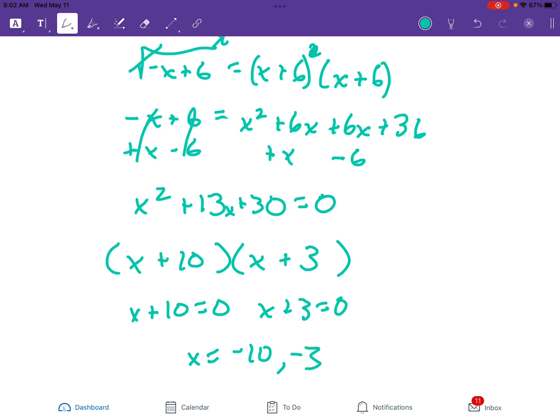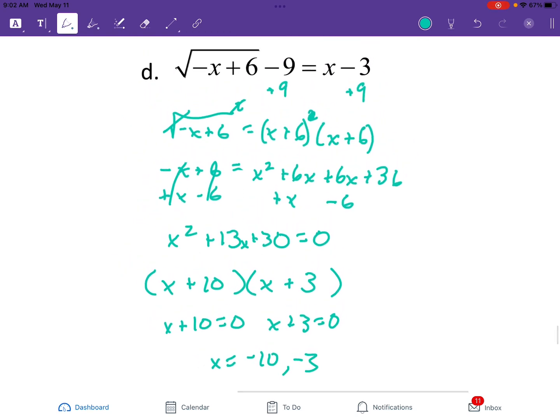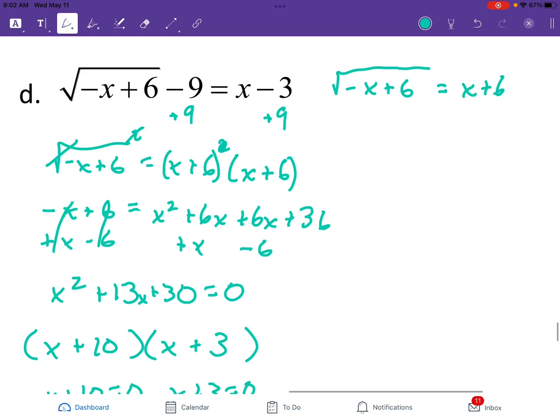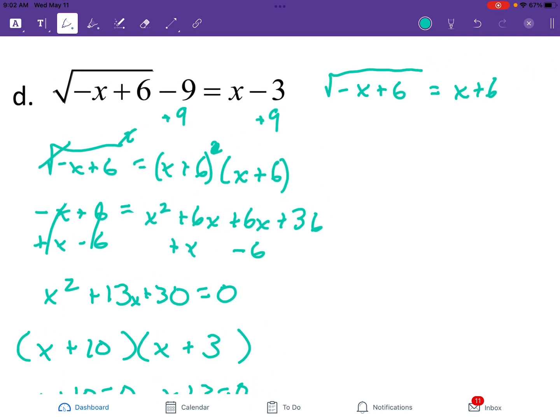Now again, because there's an x on the outside, I have to check this and make sure it works. I'm going to actually do the equation. I'm going to rewrite it over here. Square root of -x plus 6 equals x plus 6. I'm going to use this as the equation I had because it's going to be easier to solve when I added the 9 to the other side.